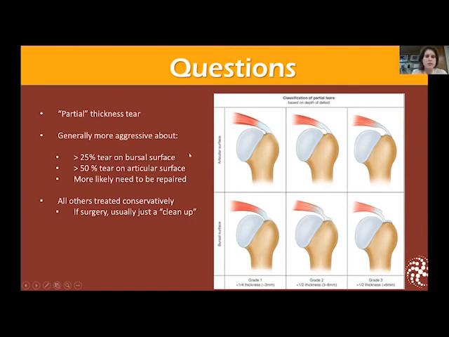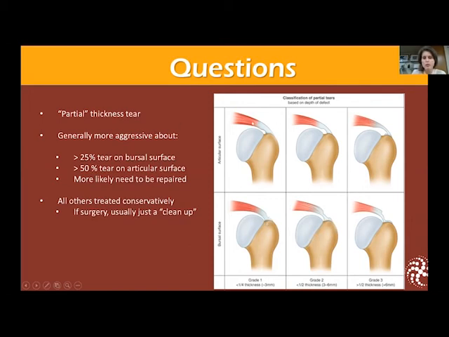As we say here, the tears that I'm generally more aggressive about in terms of talking about maybe doing something surgical is if there is a tear that involves more than 25% of the tendon on the bursal side. So really anything beyond grade 1, even 50% of the tear, so it's a pretty low threshold to be aggressive with these types of tears.